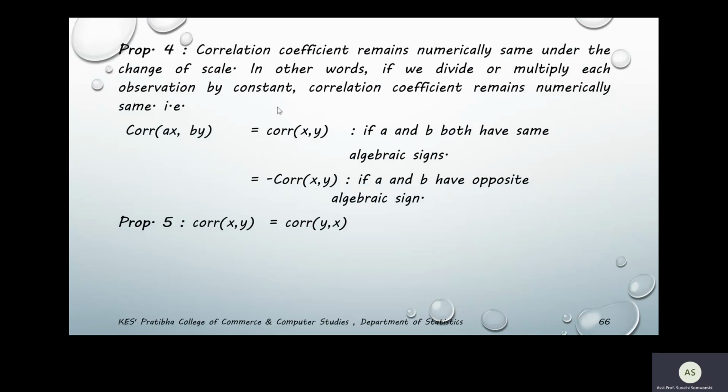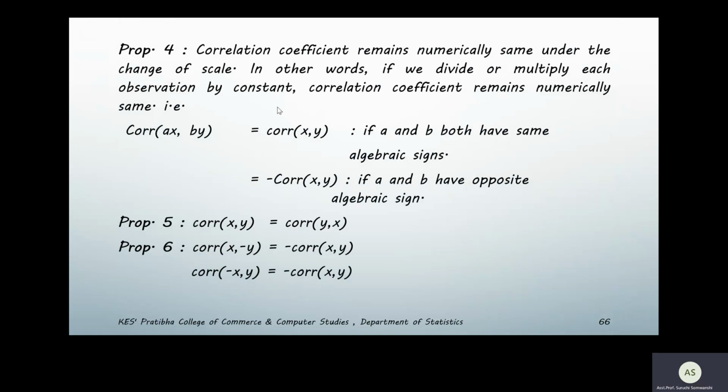The relation that variables x and y show, the exact relation y and x will show. That's why correlation between x and y is equal to correlation between y and x. Then correlation between x and minus y is minus correlation of xy. Correlation of minus x, y is minus correlation of xy. So these are some properties of correlation coefficient.